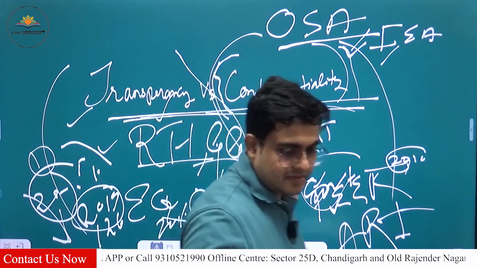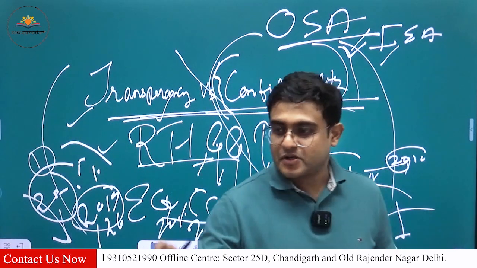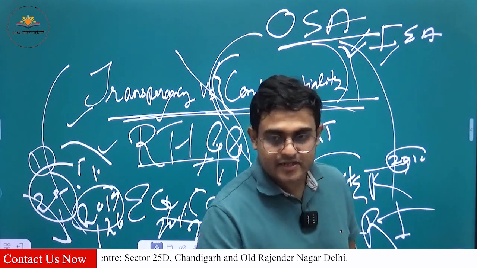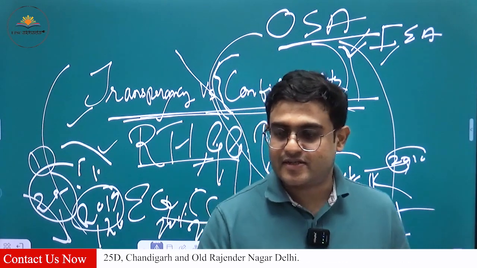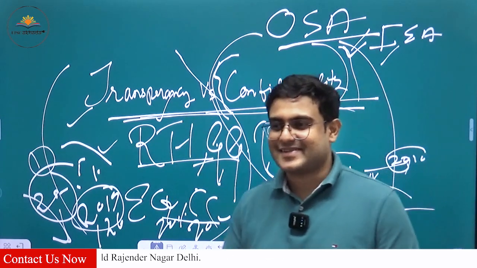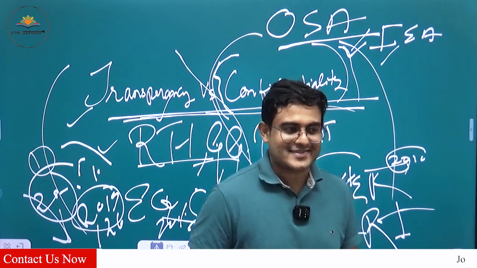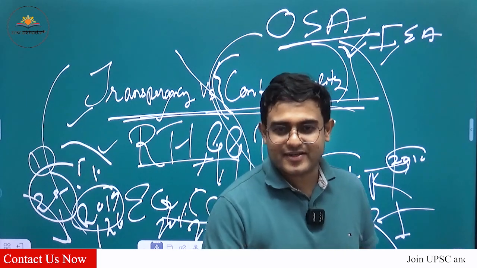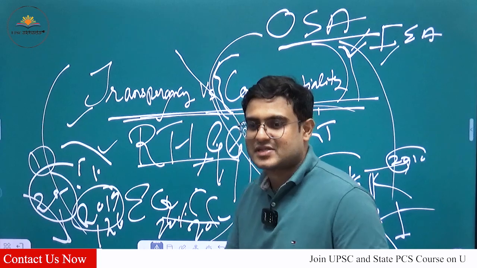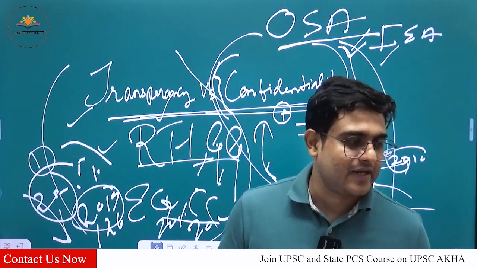See, if the question comes as transparency versus secrecy, don't justify secrecy. Transparency versus confidentiality, you can justify confidentiality. Don't write the same content for secrecy also, that yes, government is bound to have secret areas. So modify the content accordingly. We are discussing transparency versus confidentiality, and if the question comes transparency versus secrecy, you have to write in a different way.